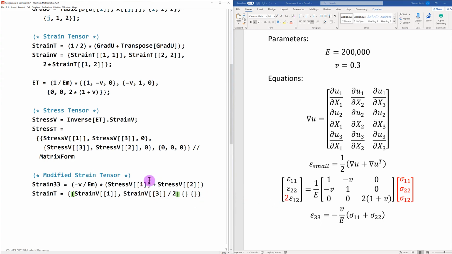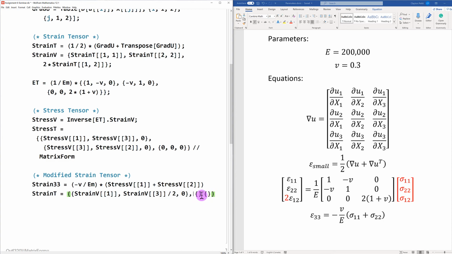And that's because if I'm taking that third component, I'm taking all of this. So I'm taking the 2 times epsilon 1, 2. So if I'm using the strain vector, I'm going to take that whole component, and then I'm going to divide by 2. And again, epsilon 1, 3 in this case will be 0.